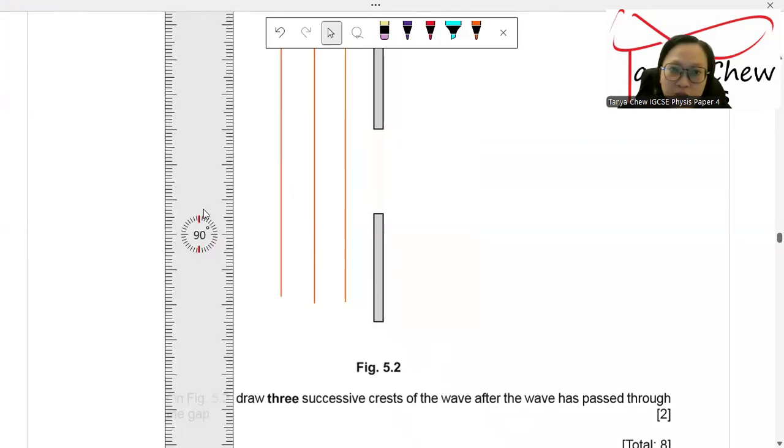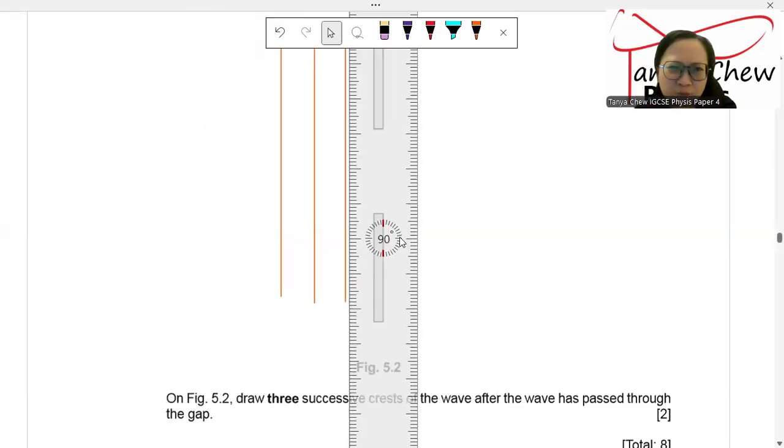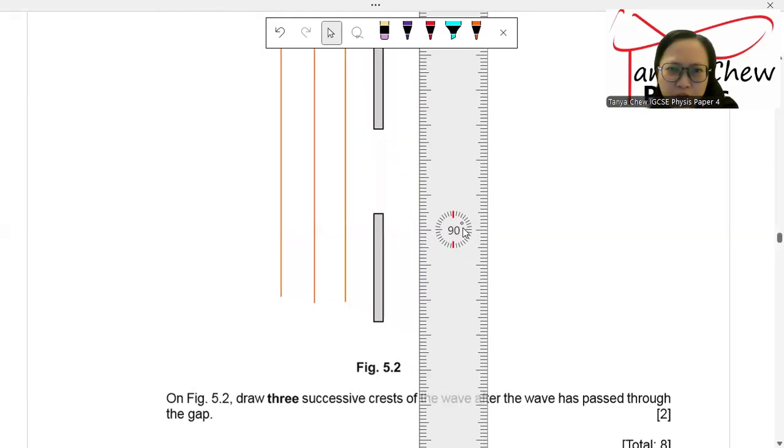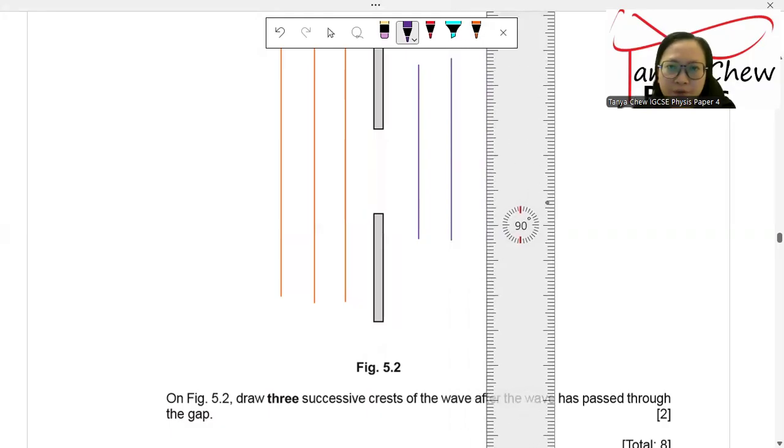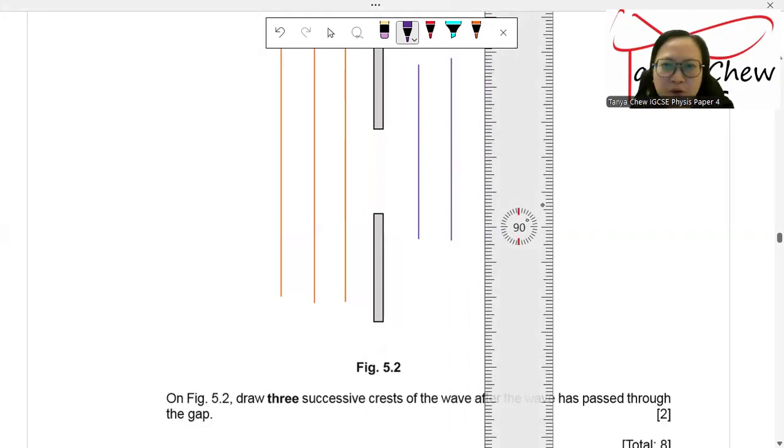Only with a small gap, every wave particle will be pushing every wave particle, so a lot of spreading will occur. But if the gap is too large, not much of the spreading, not much of the pushing will occur. So I would just draw almost similar to the incident wave. I draw three. One, make sure that the gaps are almost similar. Two, and then the third one here, maybe here.